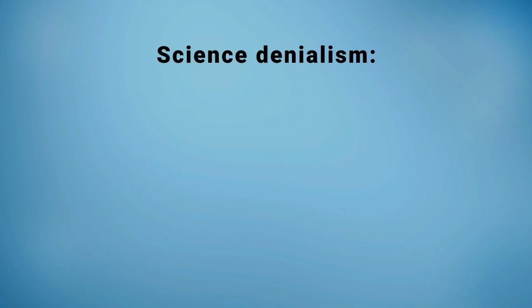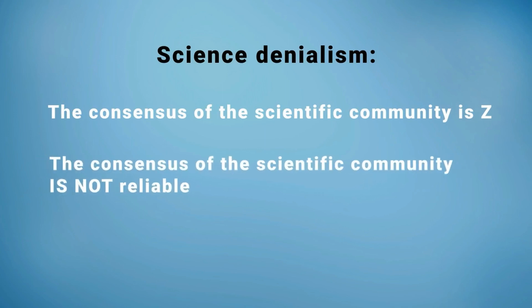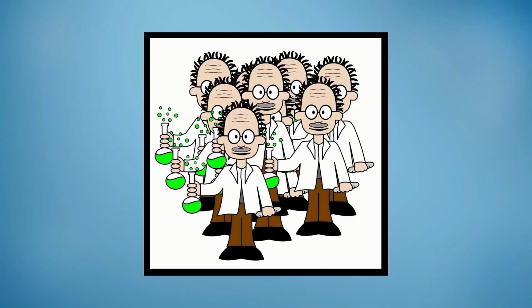If you're rejecting the scientific community's consensus, your argument is, premise 1, the consensus of the scientific community is Z. Premise 2, the consensus of the scientific community is not reliable. Conclusion being, we have no reason to think that Z is true. Many people rejecting a scientific consensus don't even realize they're making this argument, and often don't realize that they have the burden of proving premise 2, that the scientific community is not reliable. They would have to prove that the scientific community is unreliable on many issues, and proving that is an uphill battle.